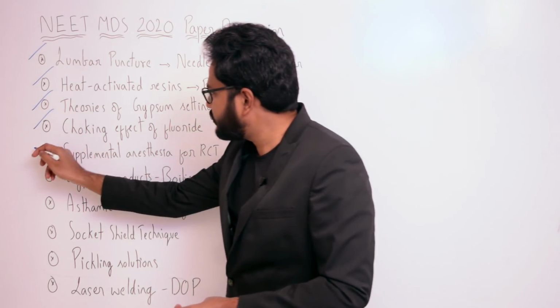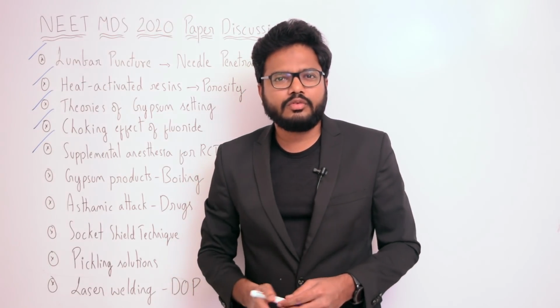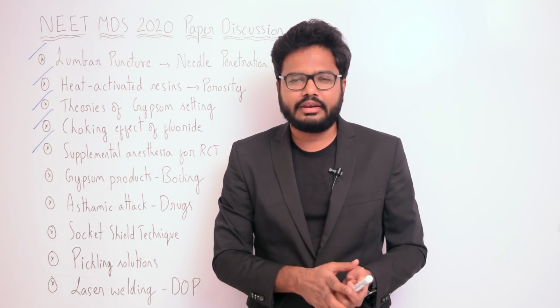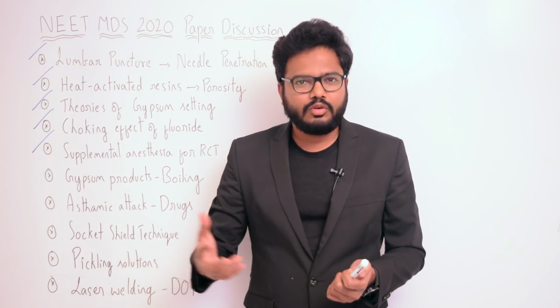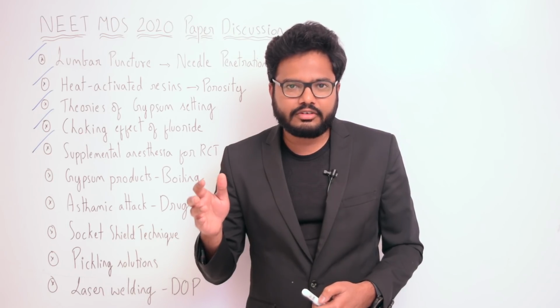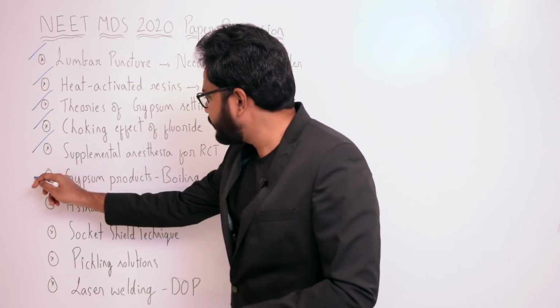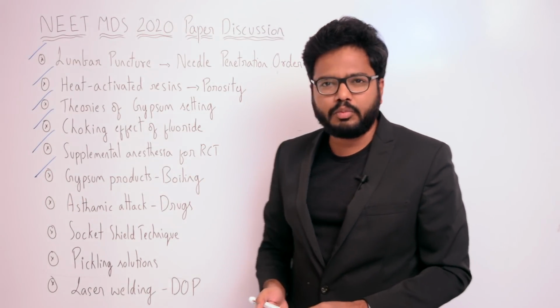Now let's move on to the next question, supplemental anesthesia for root canal treatment. As you know, we have infiltration anesthesia for maxillary teeth, block anesthesia like IANB block in case of mandibular teeth. So to supplement this, we have the following techniques: intrapulpal anesthesia, PDL injection, and intraosseous injection as mentioned in Grossman. Right? Now let's move on to the next question, gypsum products boiling.